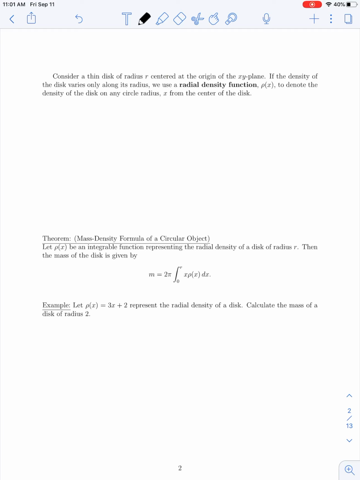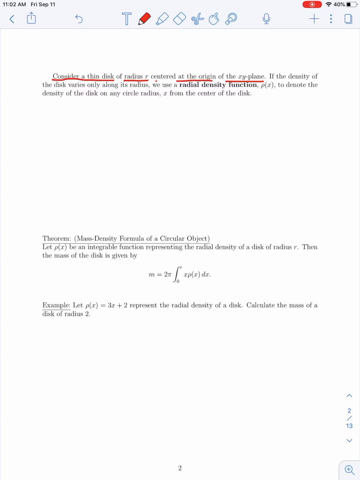So let's consider a similar problem of evaluating the mass of an object in 2 dimensions, perhaps a thin disk or some plate, which has variable density as we move outward from the center of that plate. So here we will consider a thin disk, essentially like a very thin circular metal plate, of radius r, which is centered at the origin of the xy plane.